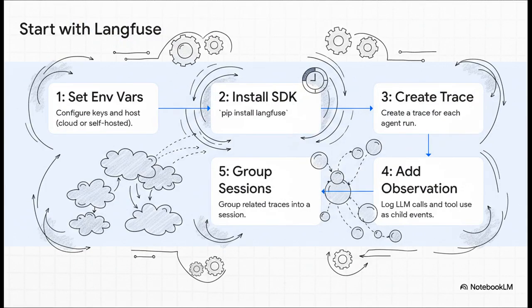Now, Langfuse takes a slightly different approach. It gives you a lot more granular, hands-on control. So you explicitly create a trace for every single agent run. And then inside that trace, every little thing, an LLM call, a tool use, you name it, gets logged as an observation. And what's really cool is you can group a bunch of related traces into a session, which is perfect for tracking multi-turn conversations.